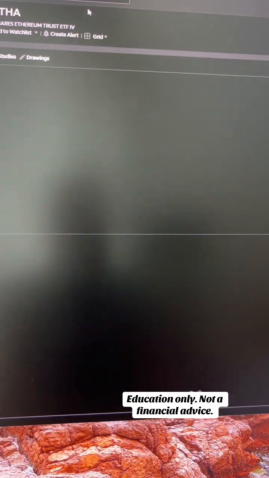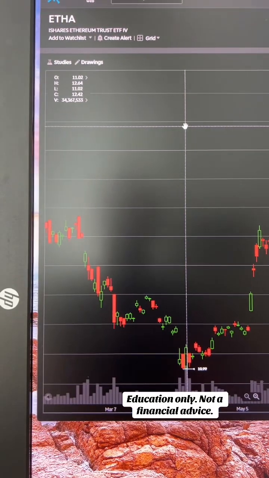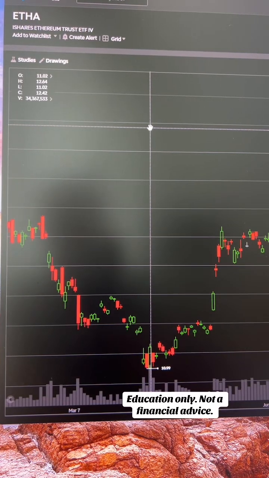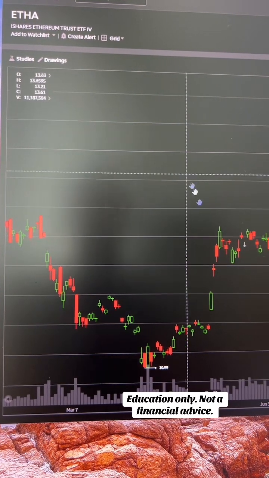Third one is ETHA, right? That's the Ethereum regular ETF, not leveraged.